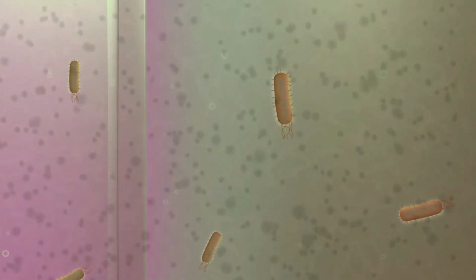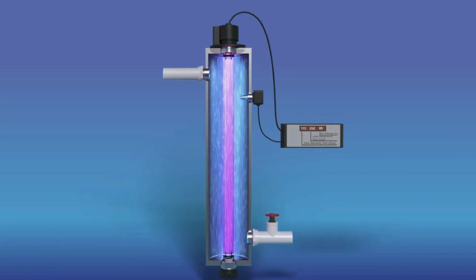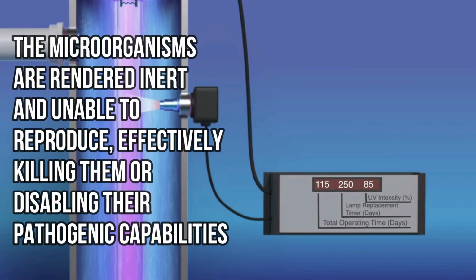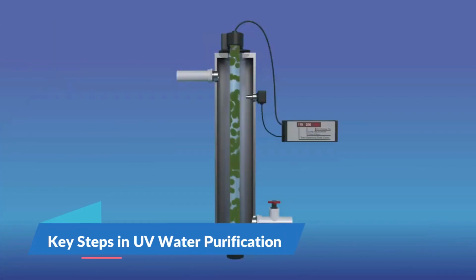This absorption of UV energy forms thymine or other pyrimidine dimers in the DNA and RNA, which are molecular lesions that disrupt the genetic material. As a result, the microorganisms are rendered inert and unable to reproduce, effectively killing them or disabling their pathogenic capabilities. Key steps in UV water purification.